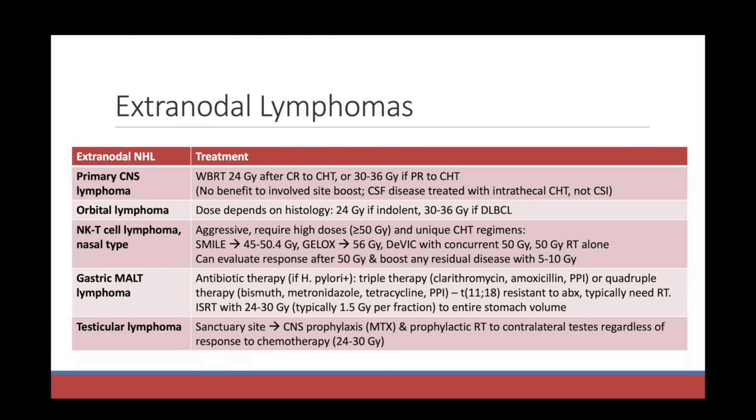I have a whole bunch of extranodal lymphomas listed here in this table, and I'll just quickly try to go through the different types that you might encounter and highlight some pearls around them. So primary CNS lymphomas, these are often located right in the center of the brain. They often have subependymal extension, and they often cross the corpus callosum.